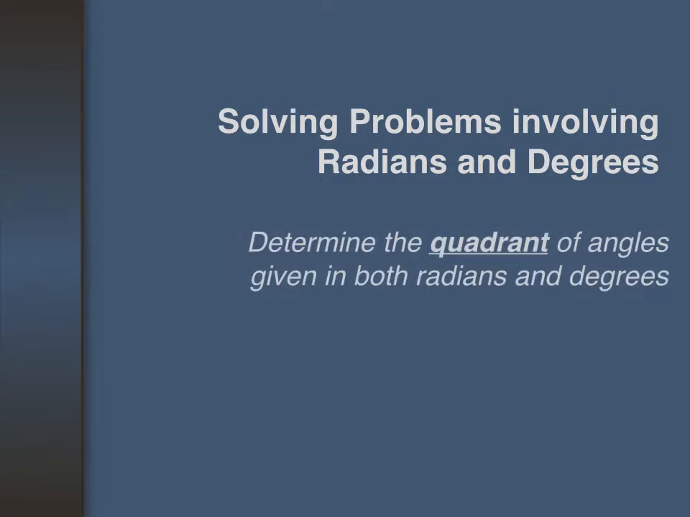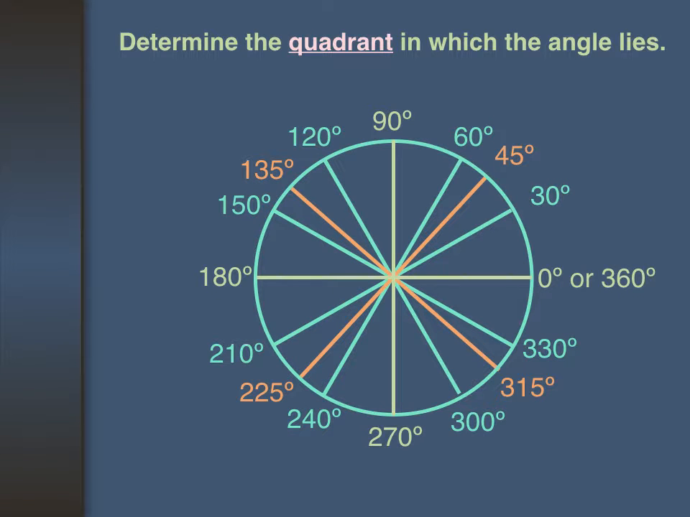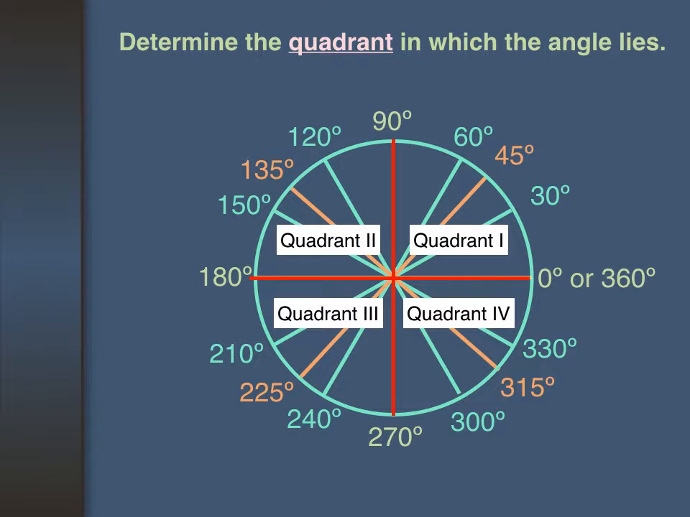In this video, we'll show you how to determine the quadrant of angles that are given in both radians and degrees. We'll start with degrees. And in order to determine the quadrant in which an angle lies, we'll remember that there are four quadrants. Quadrant 1 would go from 0 to 90 degrees, and then we go counterclockwise.